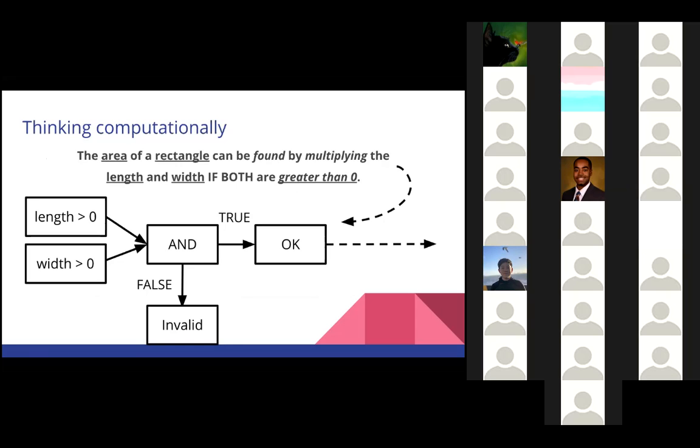Conceptual model, which again is the flowchart. So we have length is greater than 0, width is greater than 0. We enter those conditions into an AND gate, which most of you probably know as a logic gate, and we have a conditional. If it's false, it's invalid. If it's true, it's okay, and we proceed with our usual way of calculating the area.